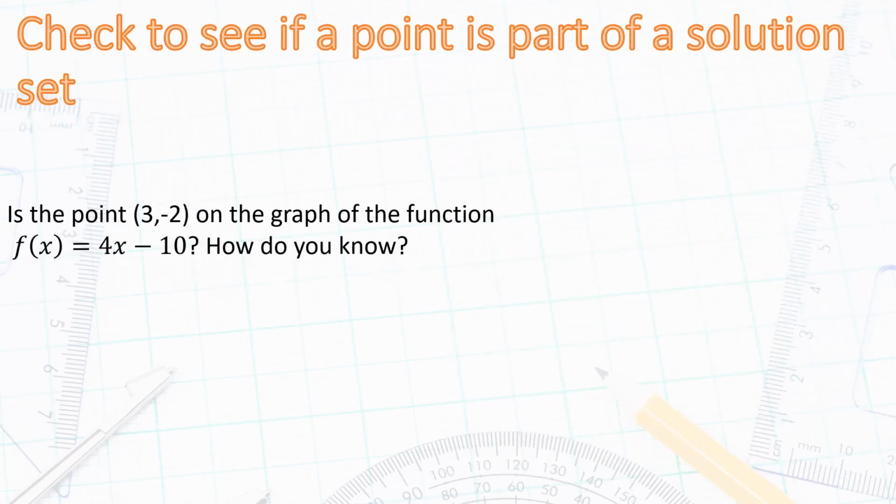Last thing you might be asked is, is the point on the graph, or is it a solution for the function? So 3, negative 2, remember, first letter is x, second letter is y, or the output of the function. So if I put 3 in here for x, and I put minus 2 in for the output, so I'm not subbing in for x and making it the output, so minus 2 equals 4 times 3 minus 10. 4 times 3 is 12, minus 10 is positive 2, so minus 2 is not equal to positive 2, so we would say no, not a solution.